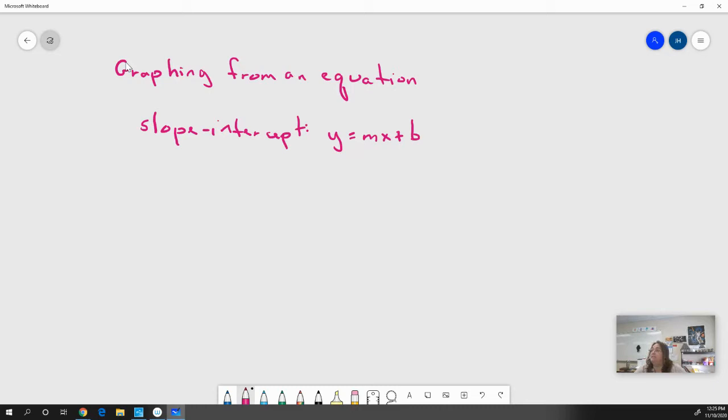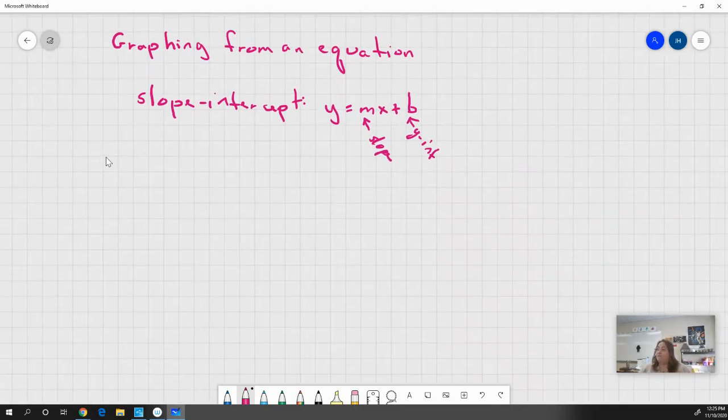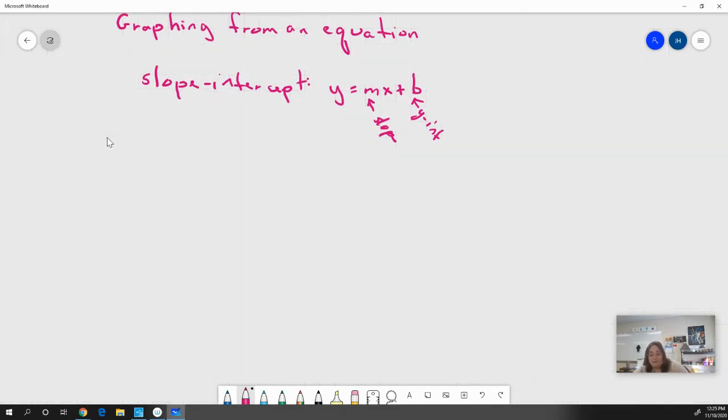It's why we like it so much, because it gives us a point, which is our y-intercept, and then using the slope, we can find the next point. And to graph any line, all you need are 2 points, right? So I'm going to start with a couple that might not necessarily be slope-intercept form. Like if I had something like x equals 3.